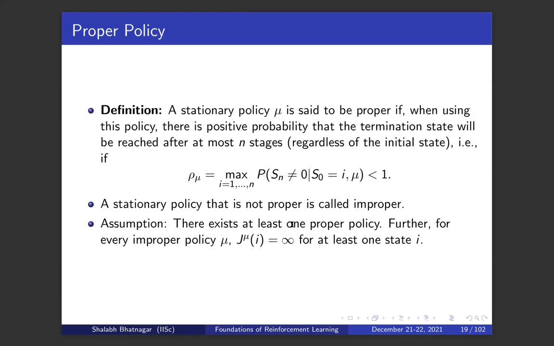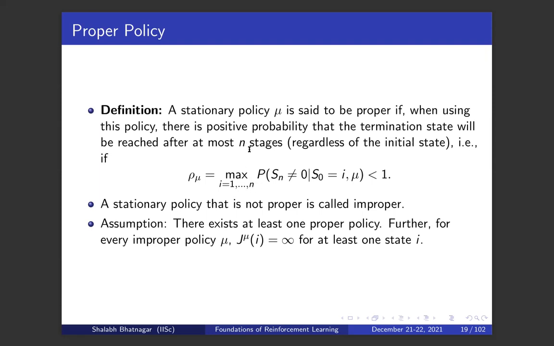So I told you earlier that we are going to be looking at a special class of stationary policies, and this is that class. These policies are called proper policies. A stationary policy mu is said to be proper if, when using this policy, there is a positive probability that the termination state will be reached after at most n stages, regardless of the initial state. This n is basically the same as the number of states.